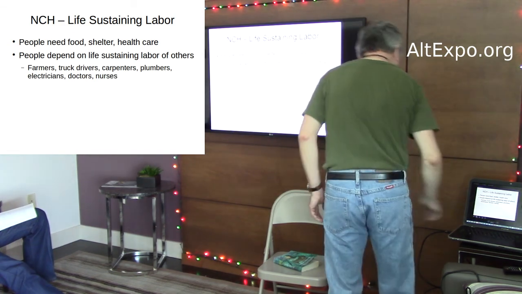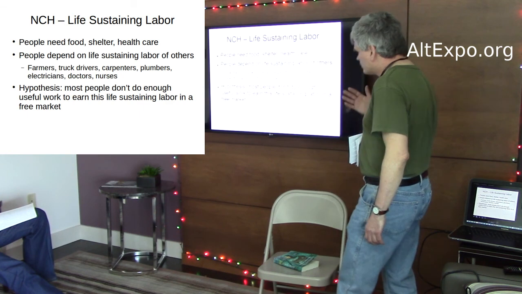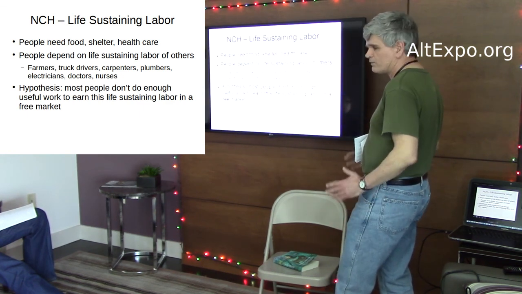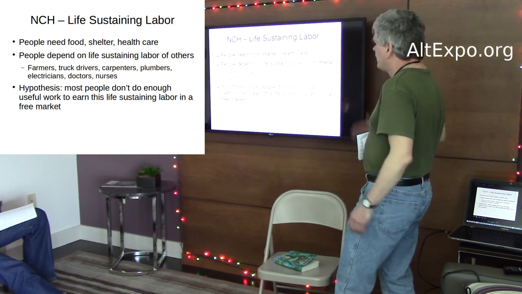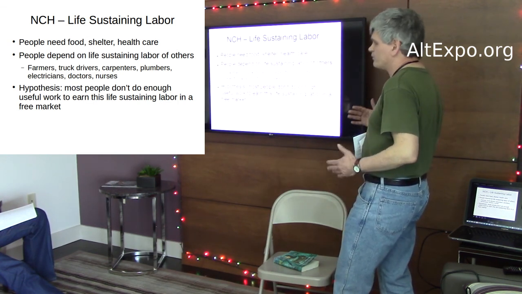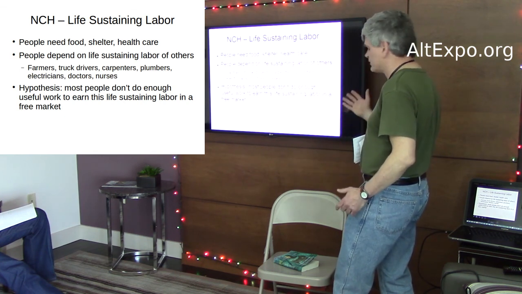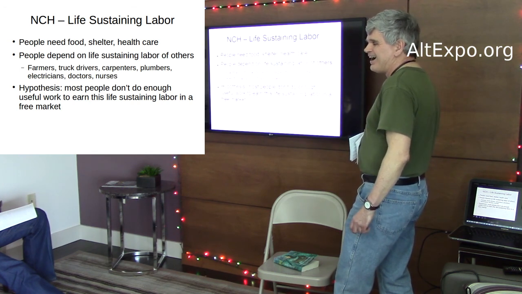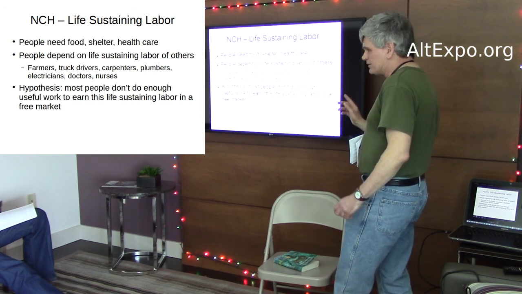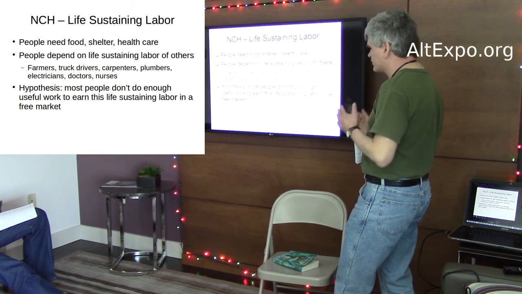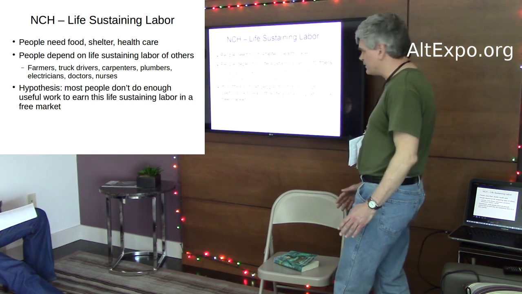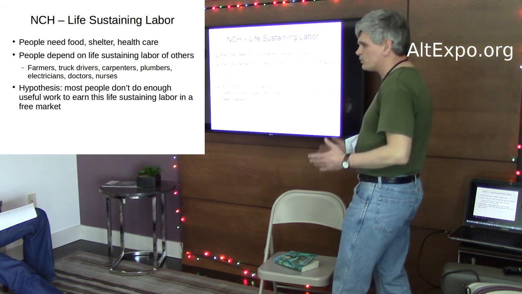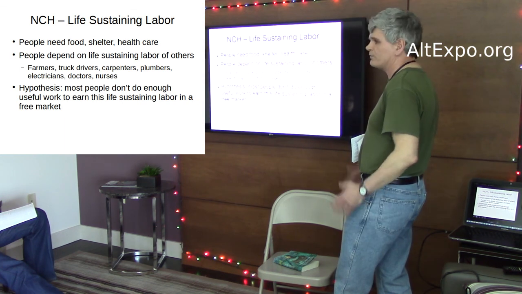Okay, so what the hypothesis is: most people don't do enough useful work to earn this life-sustaining labor in a free market. In other words, most people couldn't survive a truly free market for life-sustaining labor. Now, I want to point out two things because I can't emphasize them enough. First, this is not a new thing. It's not that society has decayed to this point. It's part of human nature, it's been this way for thousands of years.